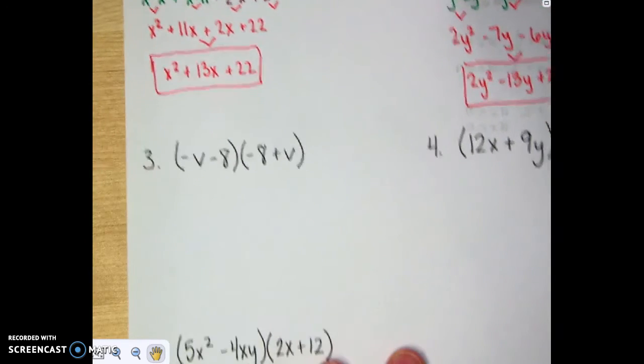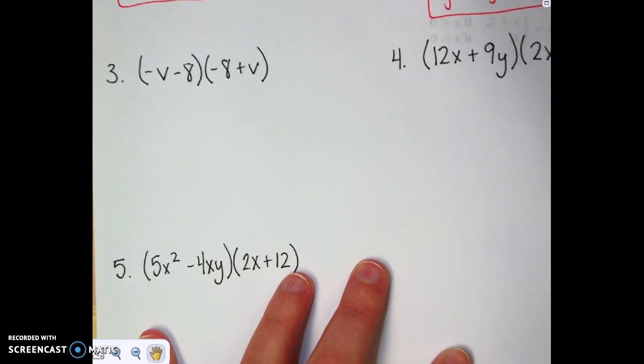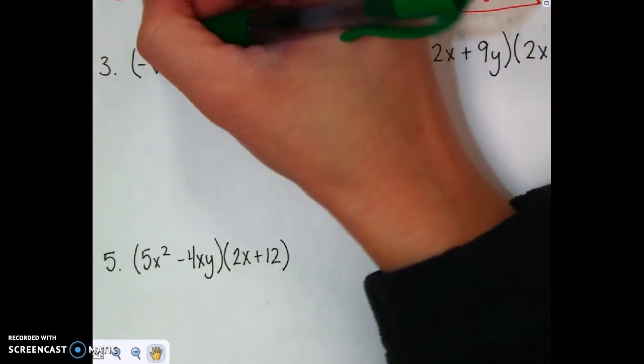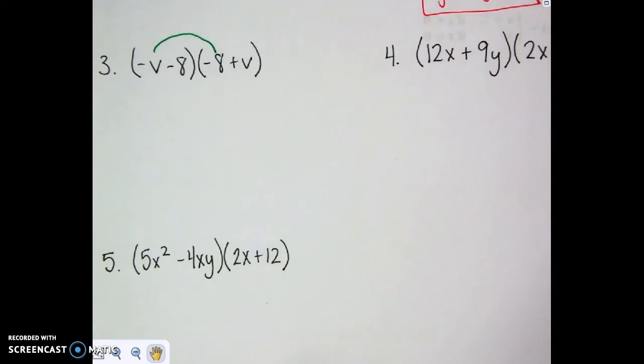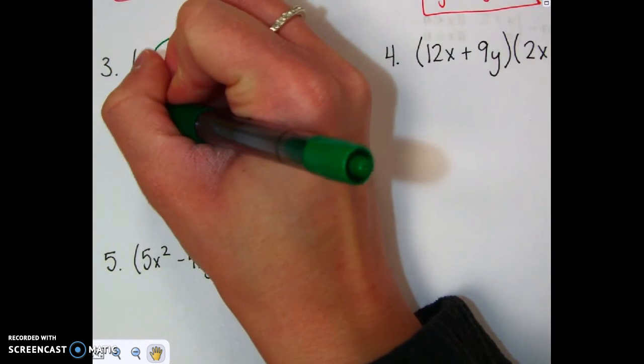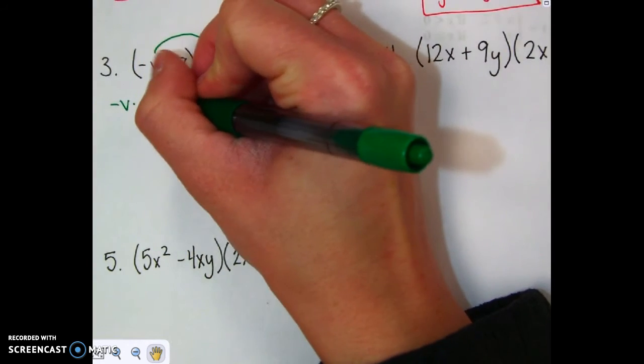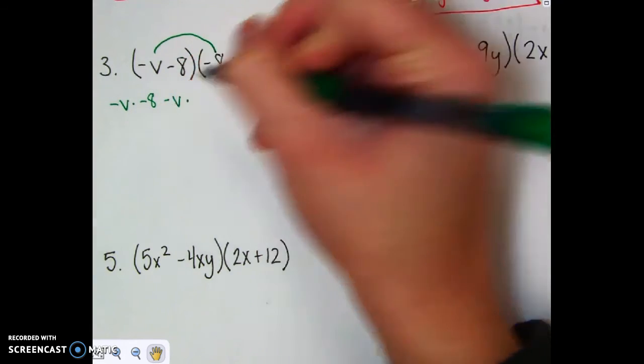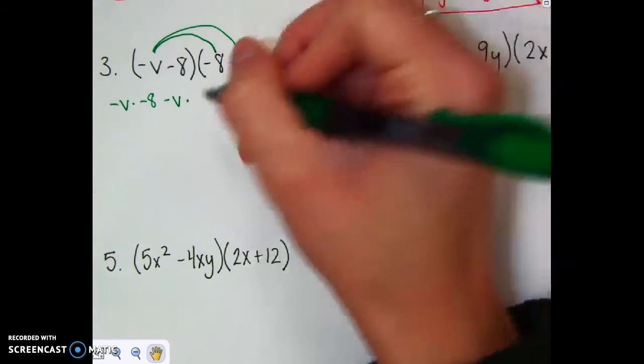Okay, let's look at number 3. You can go ahead and pause this anytime you want to. I don't have a you try section on here, so for you to try, you're going to need to pause it on your own. Okay, here I'm going to do first term times first term, so that's negative v times negative 8 minus v times positive v.